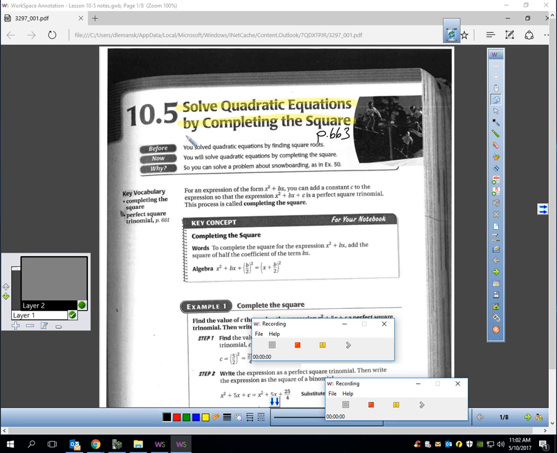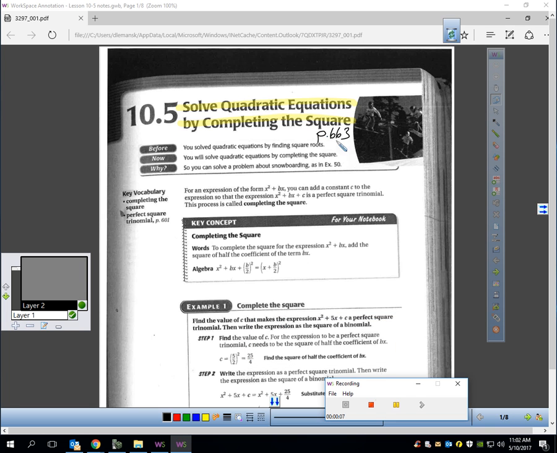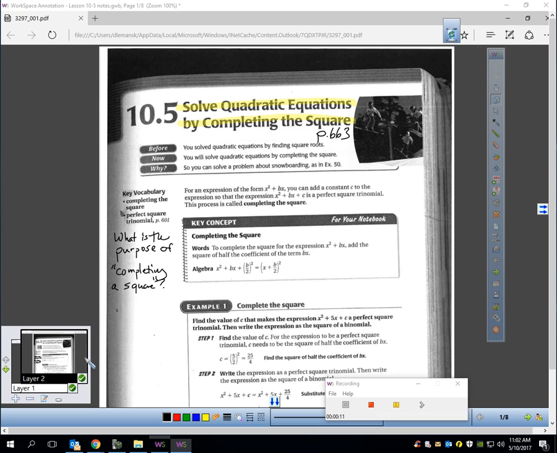Lesson 10.5, solve quadratic equations by completing the square. You should be on page 663. So I guess the first thing I need to address with you is, what is the purpose of this process that you're going to learn called completing a square?